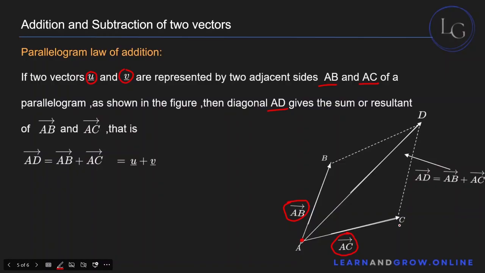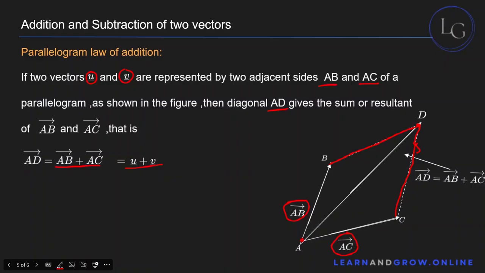All you have to do now is make a parallelogram. Draw a vector parallel and equal to AC, called BD. Then from D, connect the point D with point C. Now you have a parallelogram. Then you just connect the point A and the point D, and that vector AD, with the initial point at A and the terminal point at D, will give you the sum of the vectors AB and AC, or u plus v. And that is the parallelogram law of addition.